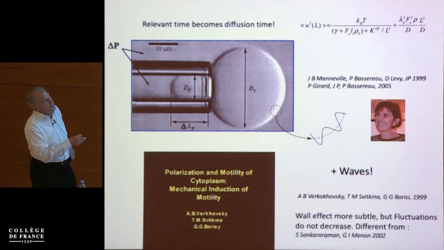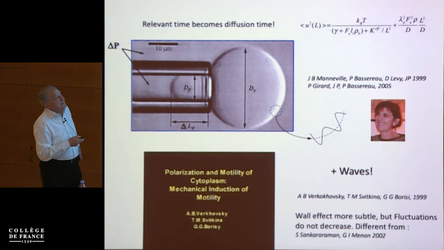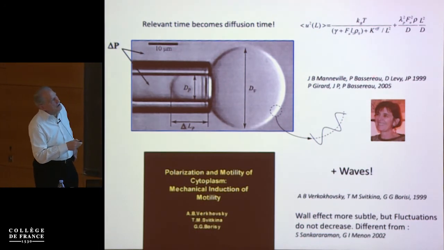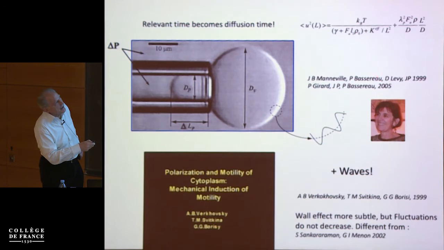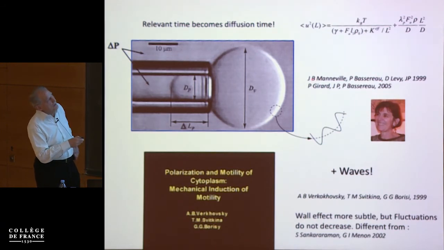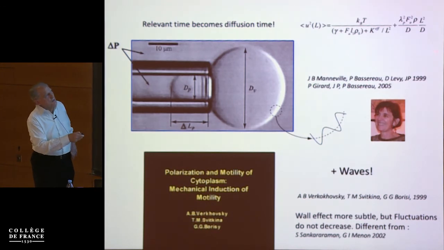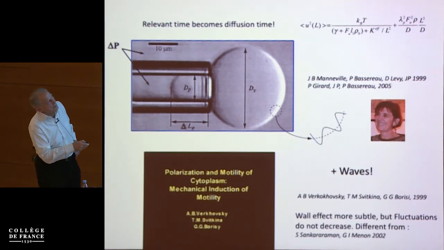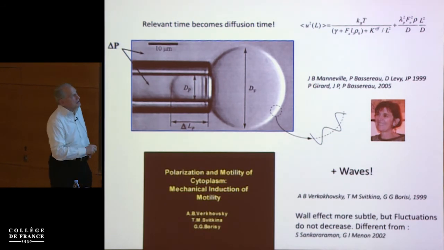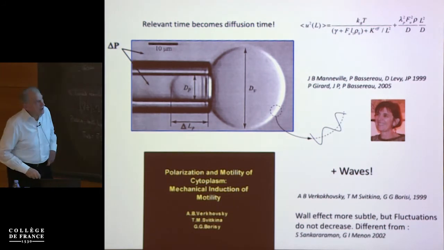And so that looks pretty much like I could replace that by an effective temperature divided by an elastic modulus. And we believe that what we have been measuring with Jean-Baptiste Manville and Patricia and Daniel Levy or Philippe Girard and Patricia a few years before and after, is probably relevant to that analysis. And it was found here twice room temperature, yet three times room temperature. And so, okay.